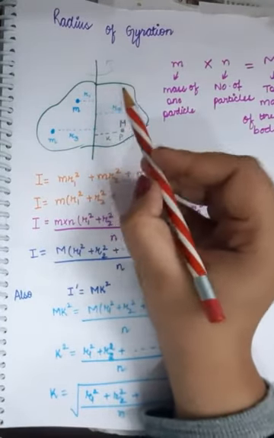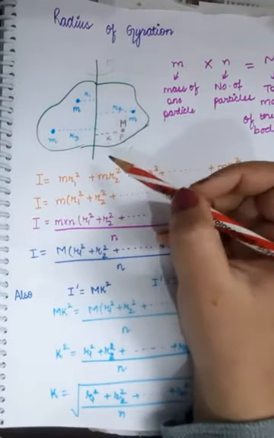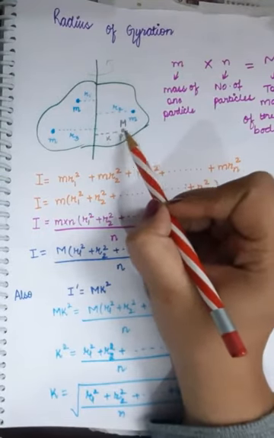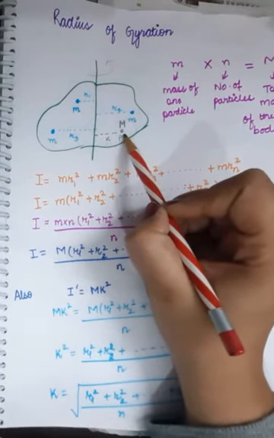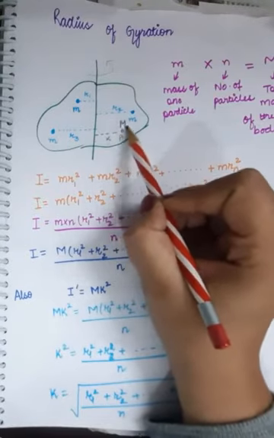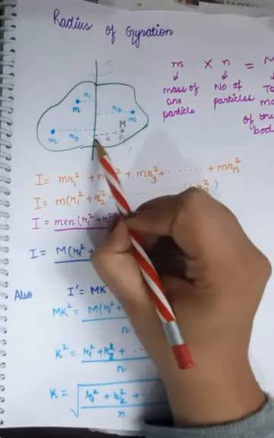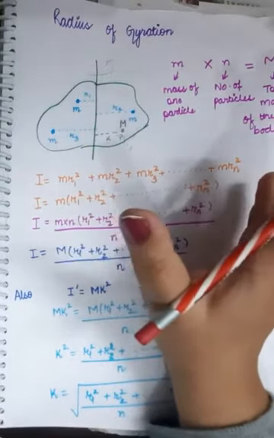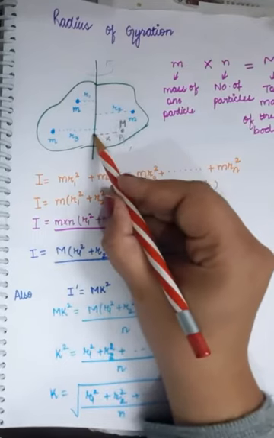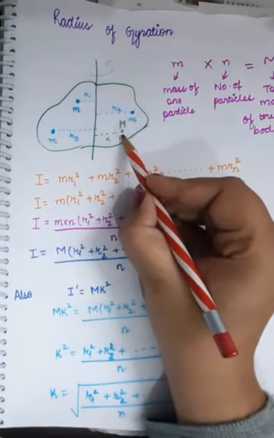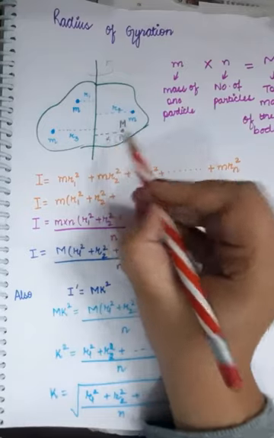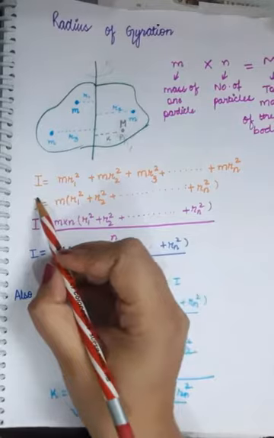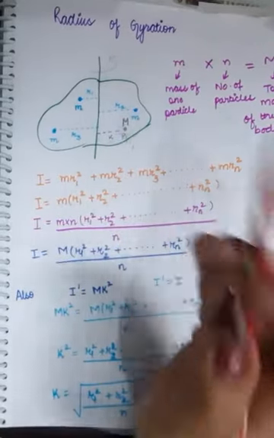Basically, if the entire mass of the body is supposed to be concentrated at some point and the moment of inertia of that point alone comes out to be equal to the moment of inertia of the whole body taken together, then the distance from the axis to that point, which is the center of mass, will be known as radius of gyration. So let us calculate the moment of inertia of all the particles which are there.